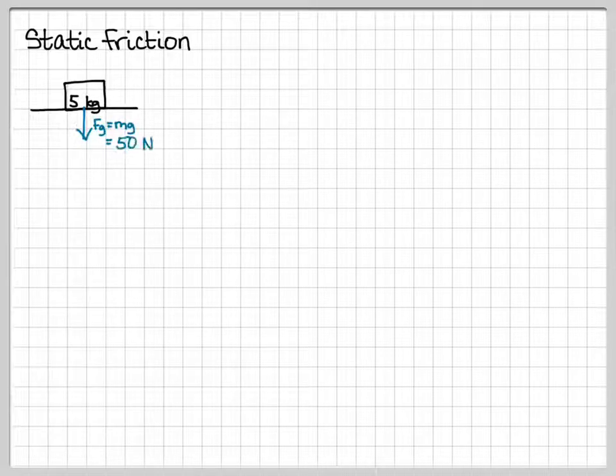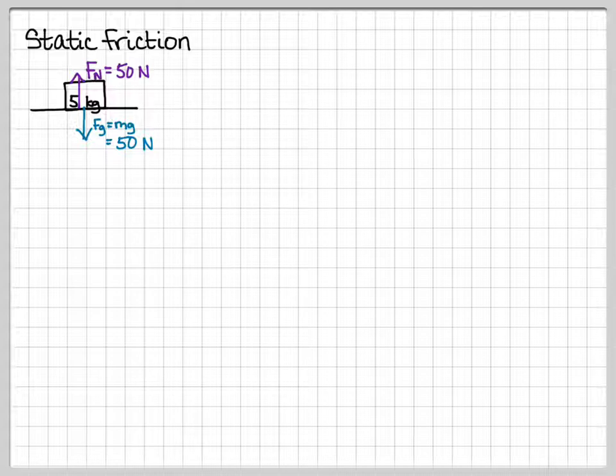So, let's talk about static friction. Let's say that I have a block on a table. The block is 5 kilograms, so its weight will be 50 newtons. Now, this block is not levitating or falling through the table, which means that the forces in the vertical must be balanced. The table is going to apply a normal force, and that normal force must be equal to the weight. So, they are both 50 newtons.